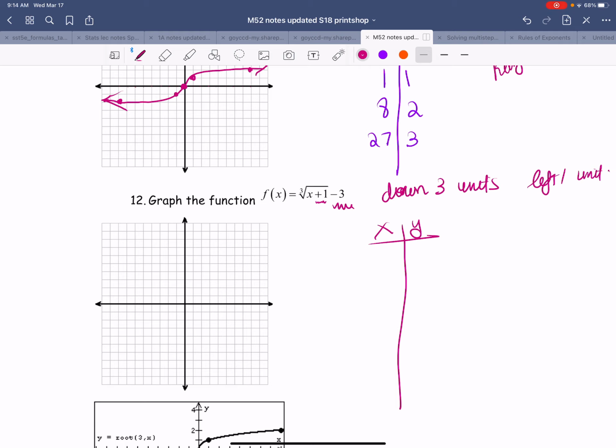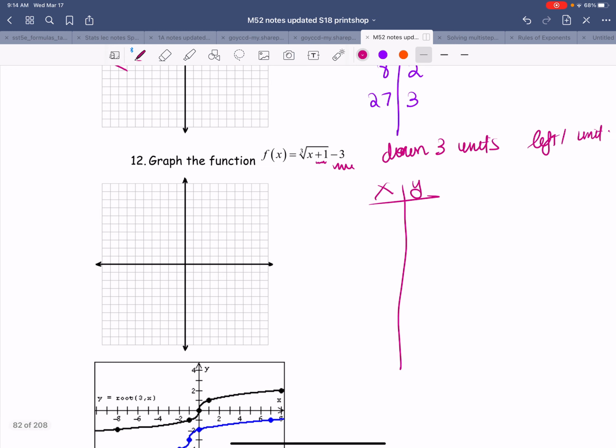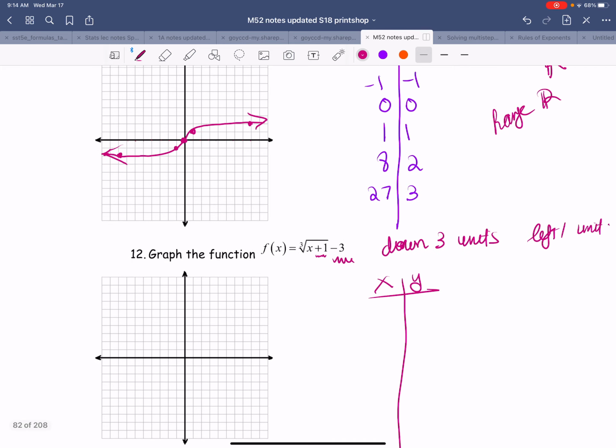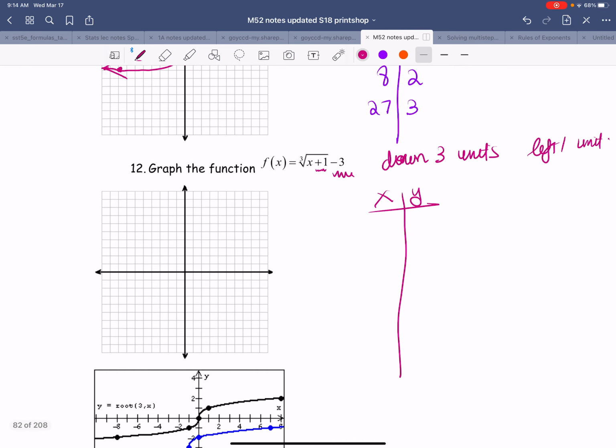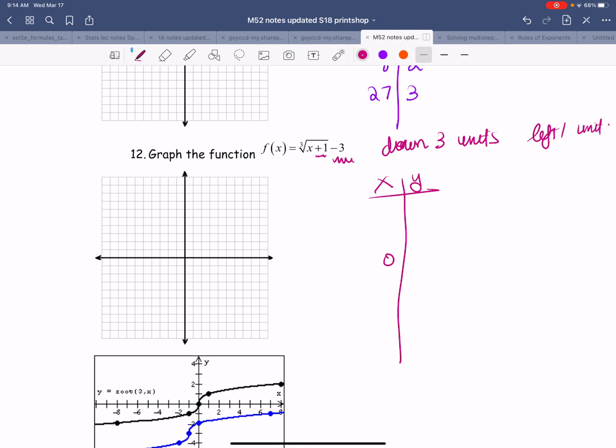If I am to make a table, I'm going to pick the nicer values that give me good real outputs that I can plot easily on the graph. So let's go ahead and plug. Is it okay to use 0 for x? Of course, 0 is fine. If I plug x as 0, cube root of 1 is 1. 1 minus 3 is negative 2.